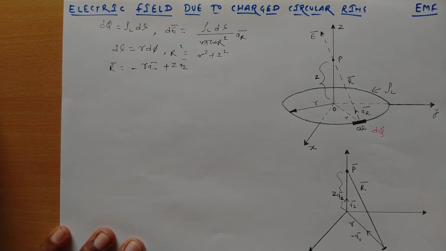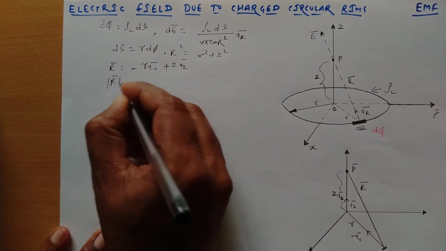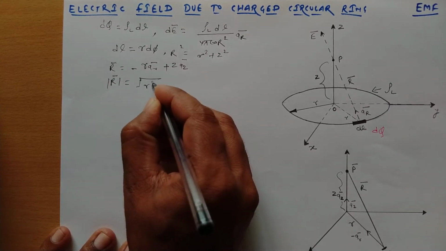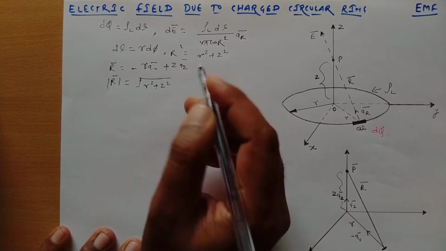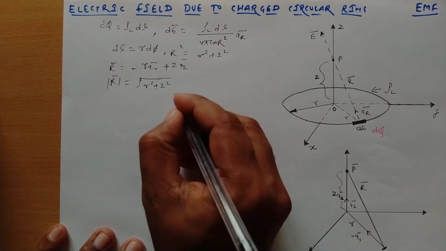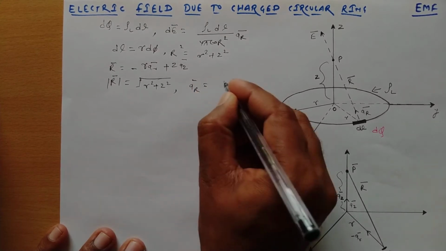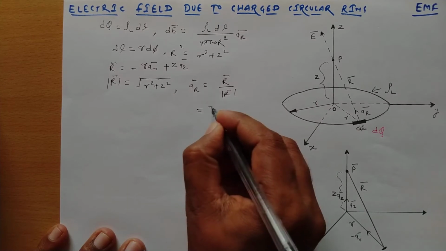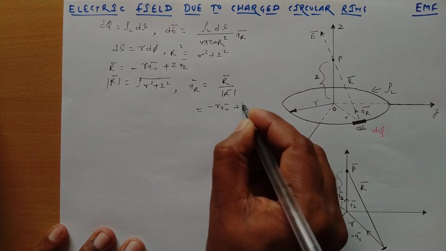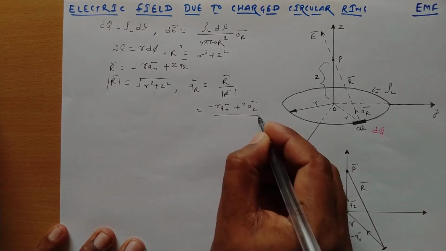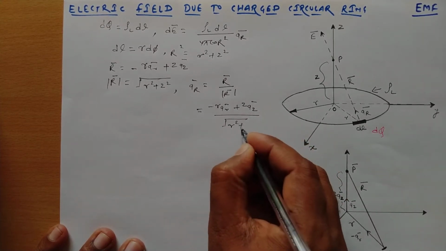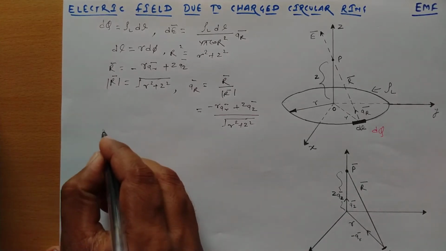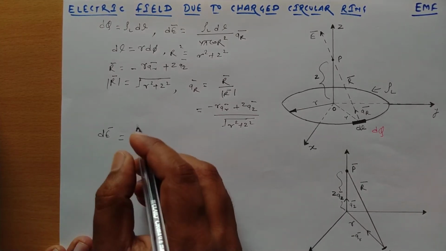Further, to find the magnitude of this vector r, it is given as the square root of r square plus z square. Due to this we can also find the unit vector. The unit vector is nothing but the vector r divided by its magnitude, so it is given as minus r ar plus z az divided by the square root of r square plus z square. So I can put this in the differential intensity expression.